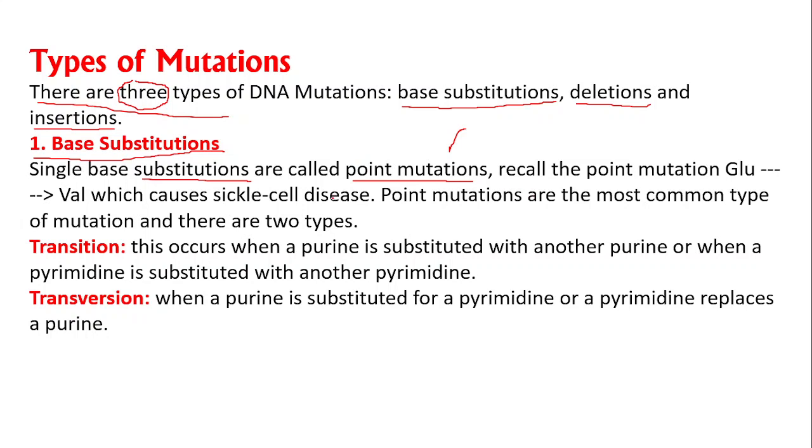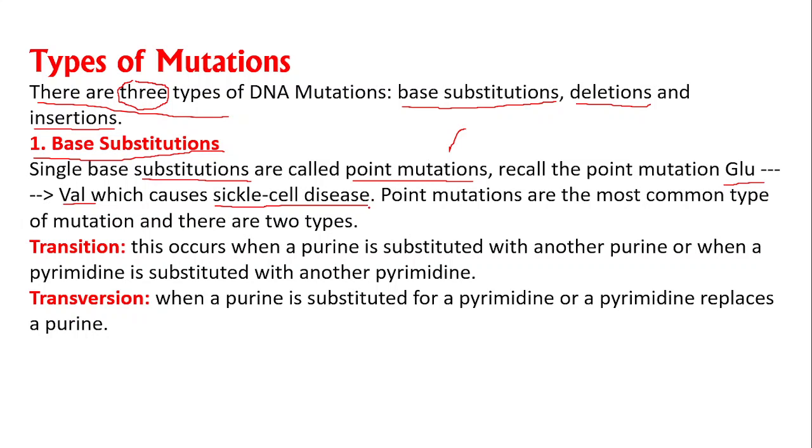Is that clear? Then, you might have already heard about this particular example. In the disease sickle cell anemia, glutamic acid is replaced by valine. Due to replacement of glutamic acid by valine, it leads to a disease called sickle cell anemia.